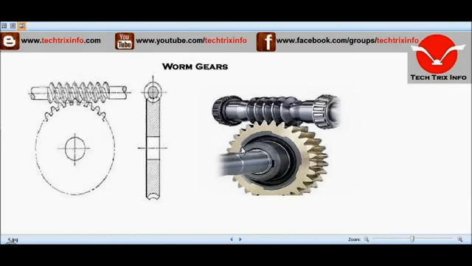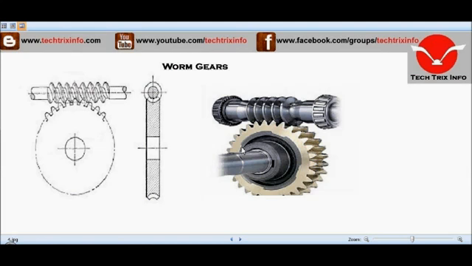Okay, then now let's see the worm gear. Worm gears are used when large gear reductions are needed. It is common for worm gears to have reductions of 20 to 1 and even up to 300 to 1 or greater.